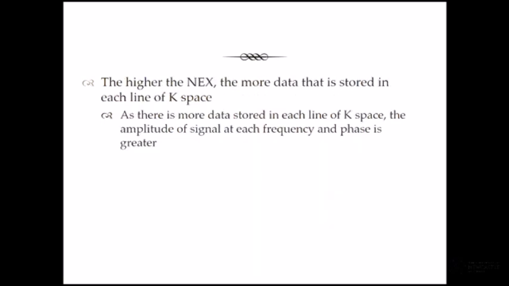Okay, the higher the NEX, the more data is stored in k-space. And when we therefore do our Fourier transform on that k-space, that governs how bright the pixels are within our matrix. Okay.